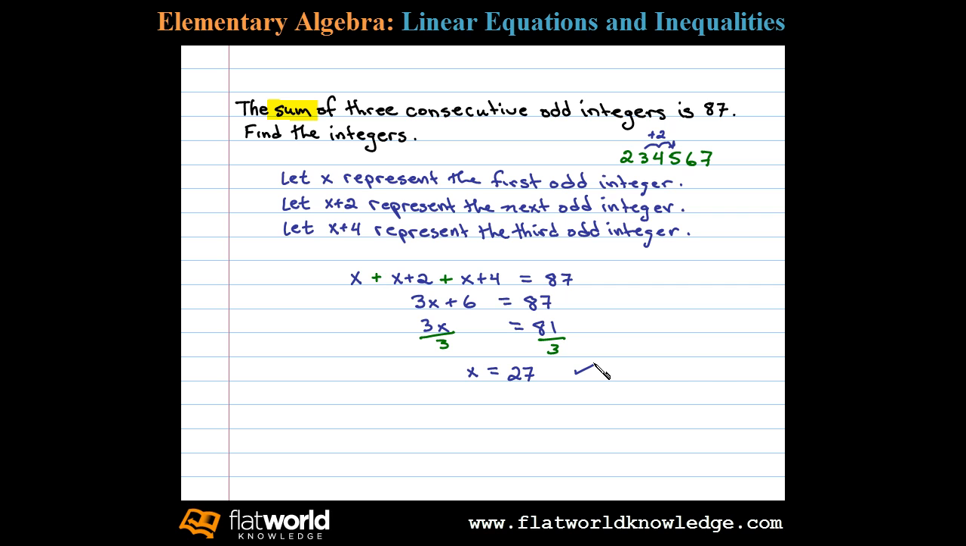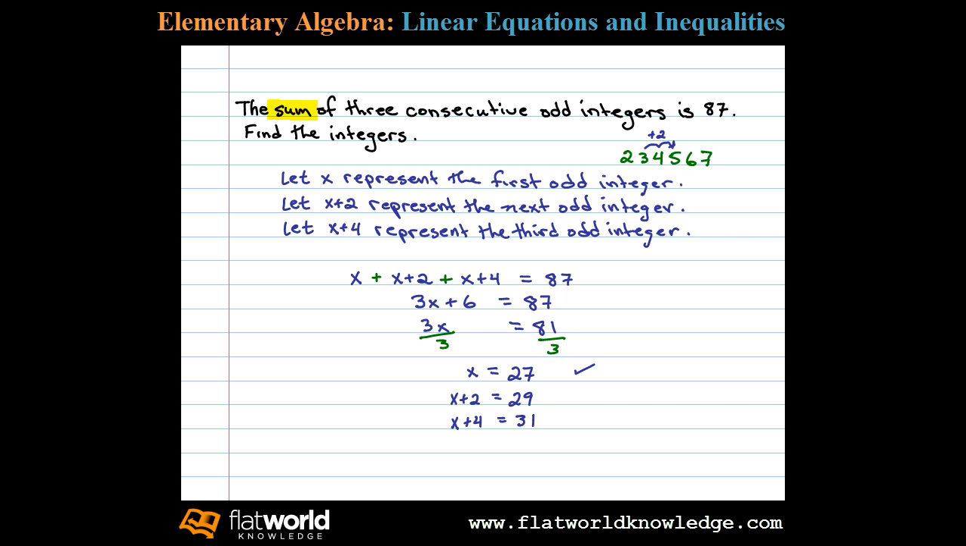Now we're not quite done. We have to go back and determine the 3 consecutive odd integers. So if x is the first odd integer, well, the next one then is 2 more than that, so 27 plus 2 would be 29. And then the third consecutive odd integer would be 31.